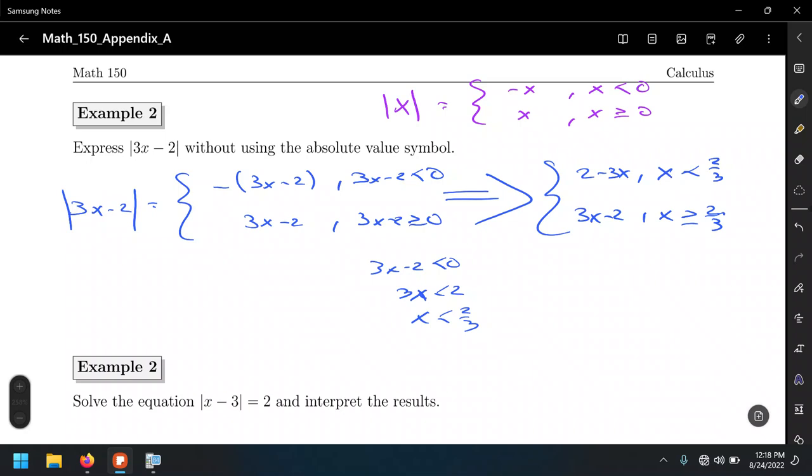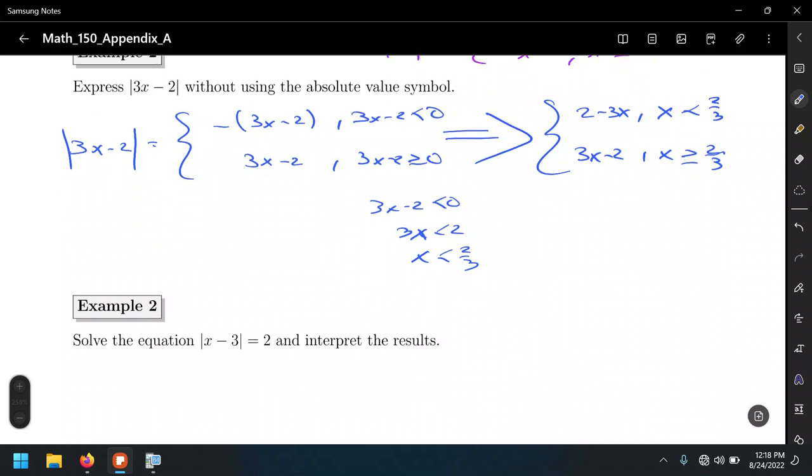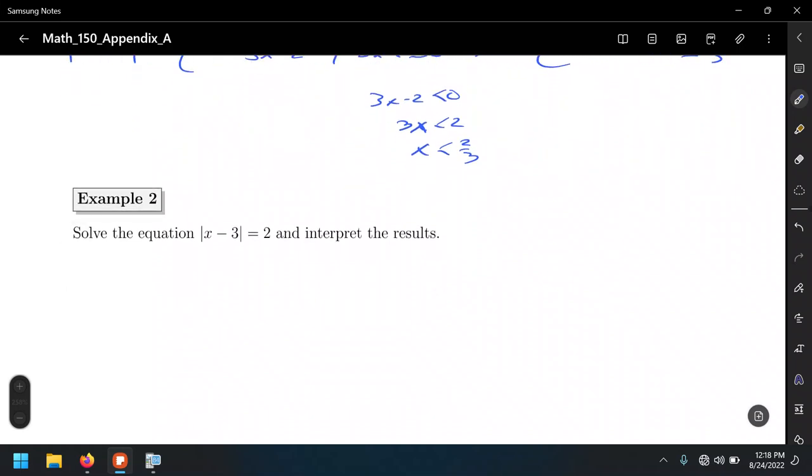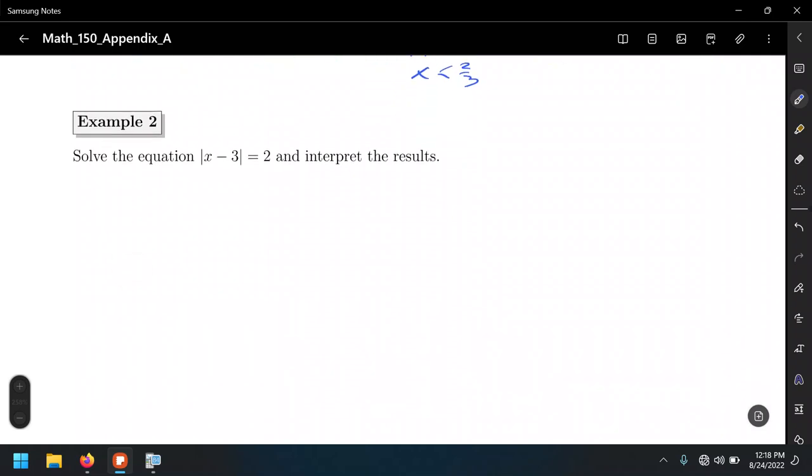So that's how we check for the consistency between the concept, the graph, and how we manipulate this expression algebraically. Of course, it's important to check all this, just to make sure that we're on the right track. All right, but the main takeaway for solving an absolute value equation, that's what we really need in terms of what the concept is. Okay, again, let's take it back to basic intermediate algebra.